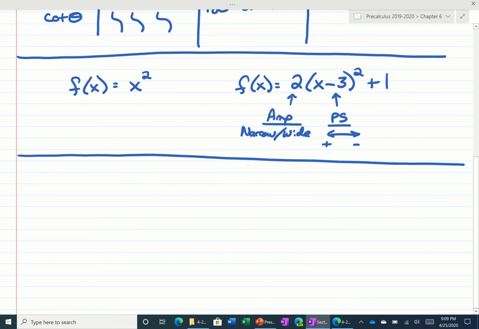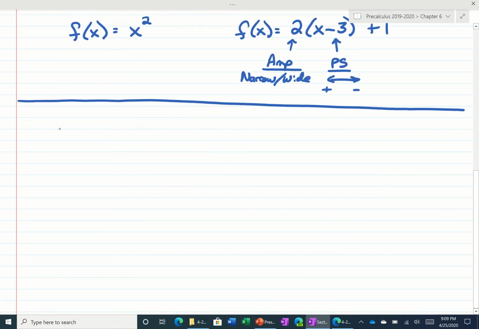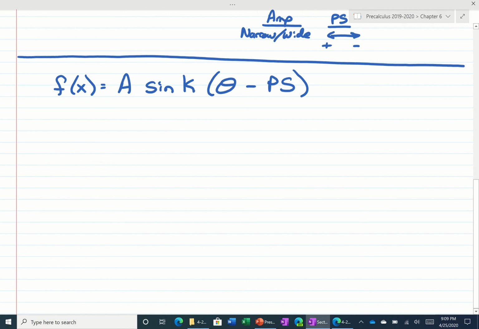So let's actually do the trigonometry here. If we have a general equation like this, f of x is equal to a times the sine of k theta minus ps. And I'm going to explain everything, so it'll all make sense in a minute. What this tells us is I'm going to ask you to find the amplitude, period, and phase shift. The amplitude is always going to be the absolute value of A for sine and cosine only.